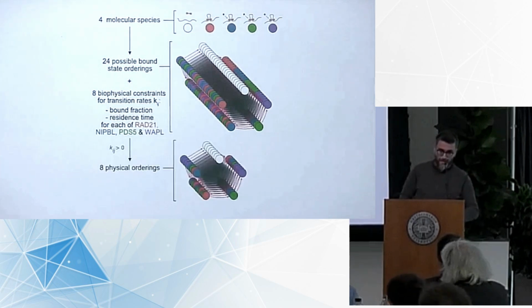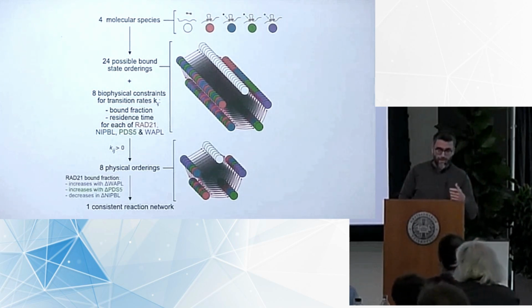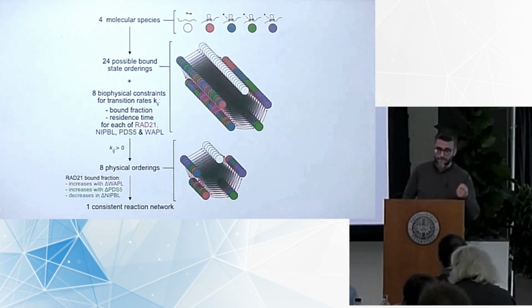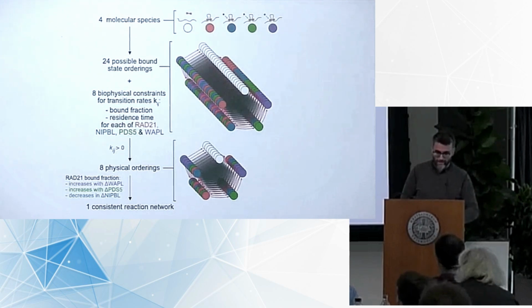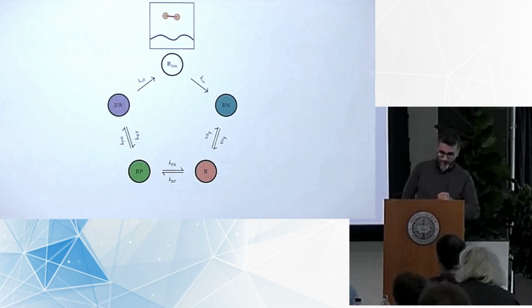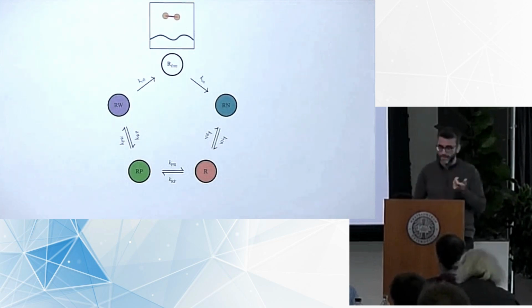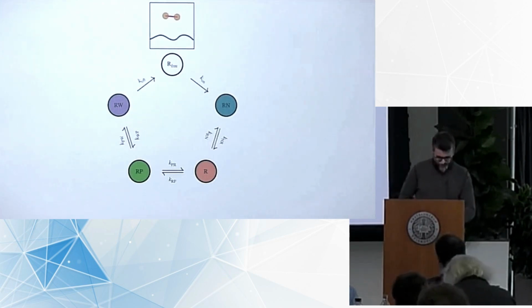What we see is that only 8 orderings are able to be parameterized by that data. If we additionally require, just qualitatively, that the bound fraction of RAD21 increases with WAPL, increases with PDS5, and decreases with NIPBL, we get one consistent reaction network. There's one cycle under these constraints that agrees at all with experimental data, that even has a chance. And this is it. I want to understand it in terms of a lattice model for loop extrusion that it specifies. So we start out with this unloaded state.